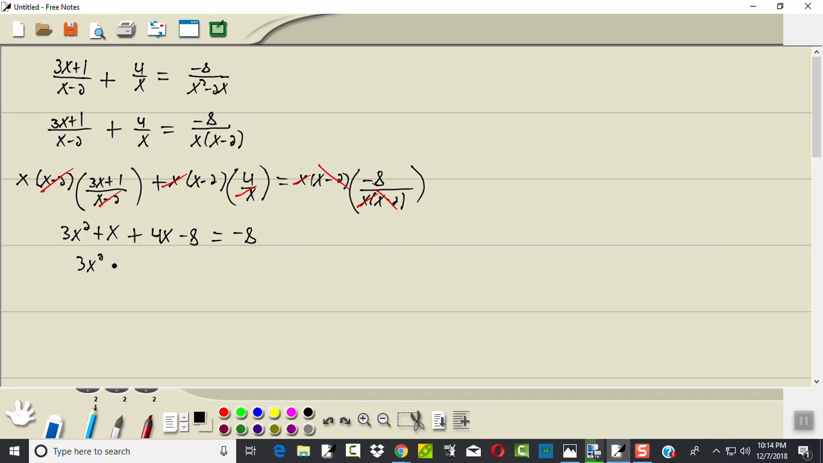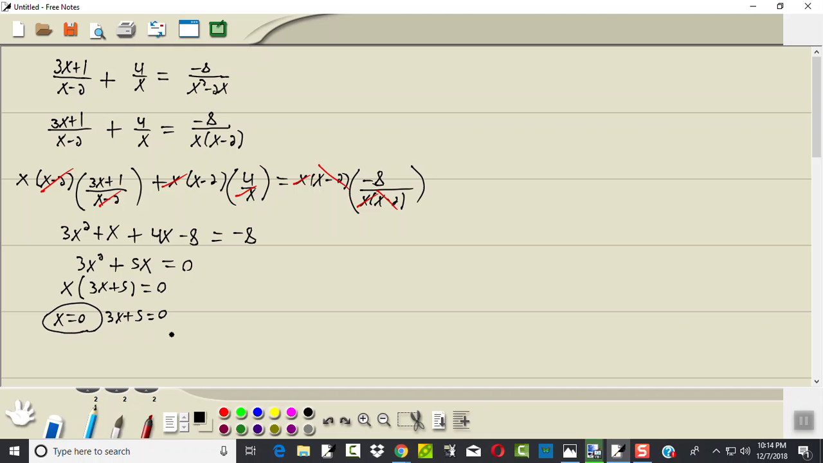So I got 3x² + x + 4x is 5x. Notice how there's a negative 8 on both sides, so those cancel. Now I want to factor, so I'll factor out an x. And that gives us x(3x + 5) = 0. Zero factor property says you get 0 on one side, you factor the other side, you set each factor equal to 0. So I'll set x equal to 0, and I'll set 3x + 5 equal to 0.